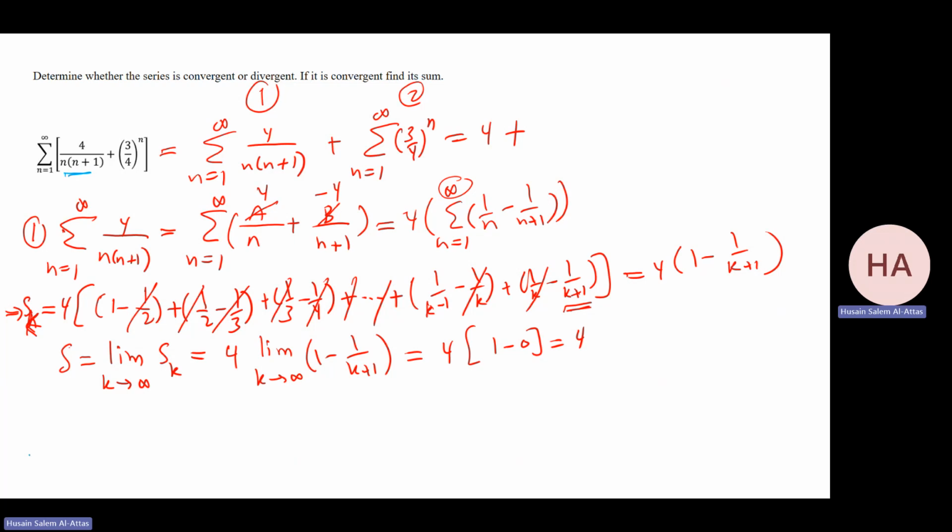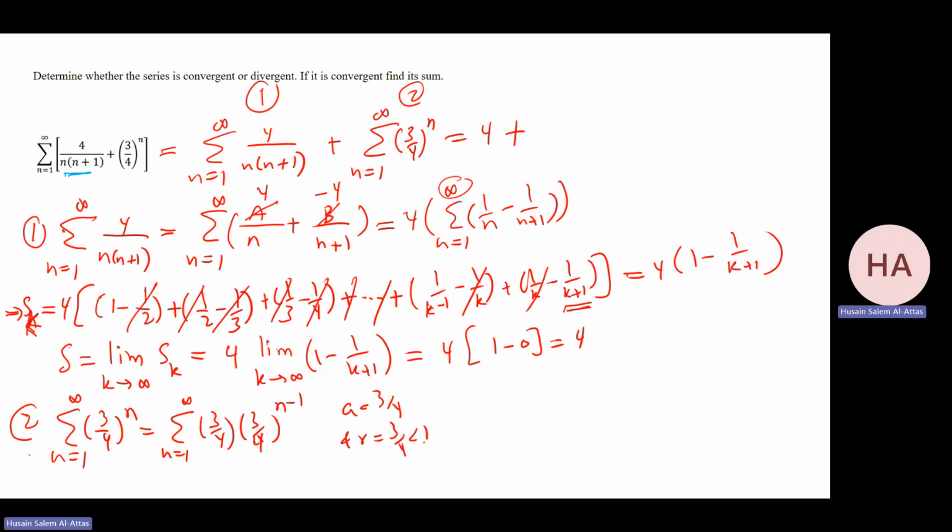Now let me do the second one, number 2. This is a very, very clear geometric series. I can make it in the form summation n equals 1 to infinity of 3 over 4 to the power n minus 1. So a equals 3 over 4 and r equals 3 over 4, which is less than 1. So it converges.